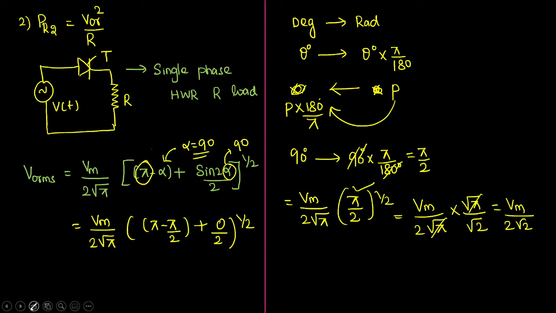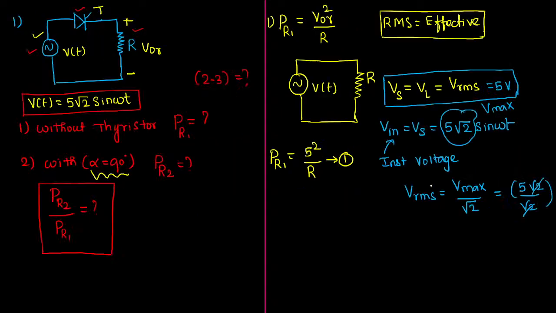Here, Vm, or Vmax, is nothing but the maximum voltage offered by the supply. Do you know the maximum supply voltage value? Yes sir, it is already given. What is the value of it? Let us go back to the question. In the supply they had given the instantaneous voltage v of t equal to 5 into root 2 sine omega t. So this 5 into root 2 is called the maximum supply voltage.